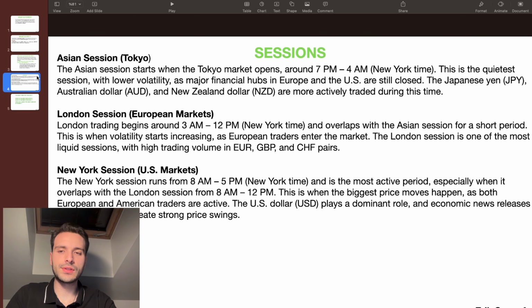And the last session is the New York session. New York may make the biggest move compared to other sessions. It has very high liquidity and very high volume because, as you know, the US dollar is the most dominant currency. And in this session, not only European traders are inside, but also the American traders are inside the market, putting their positions.